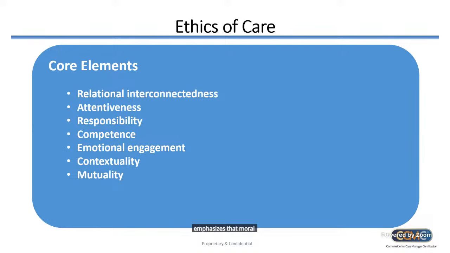Contextuality is that ethical care recognizes that every situation is unique and requires a nuanced understanding of the specific circumstances, relationships, and cultural factors involved. Universal or rigid rules are de-emphasized, again, going back to the deontological or the utilitarian. And mutuality, ethical care fosters growth, trust, and understanding for both the caregiver and the care recipient.